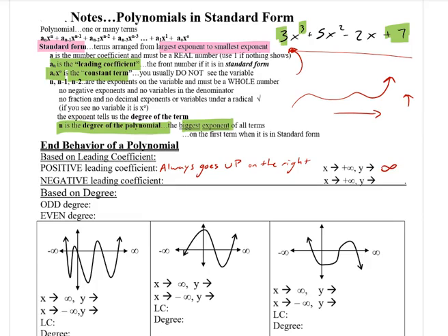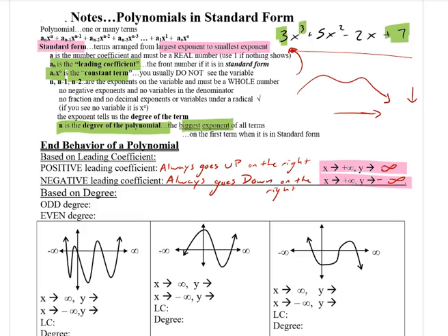If you have a negative leading coefficient, it always goes down on the right. So let's kind of switch this up and do something like this. As I'm going to the right, it's going to be going down to negative infinity. So this is what you call end behavior.